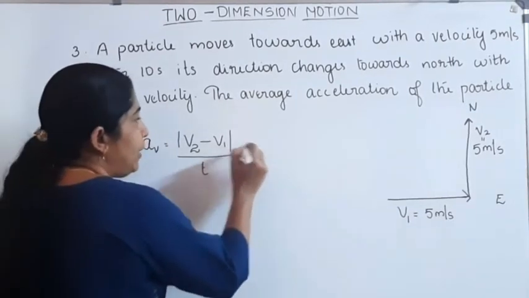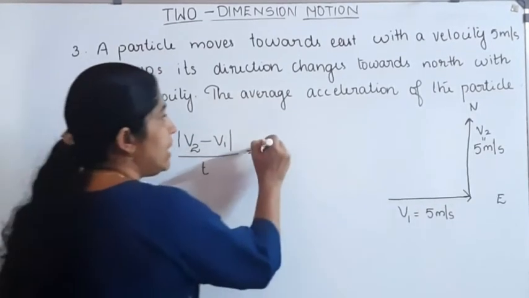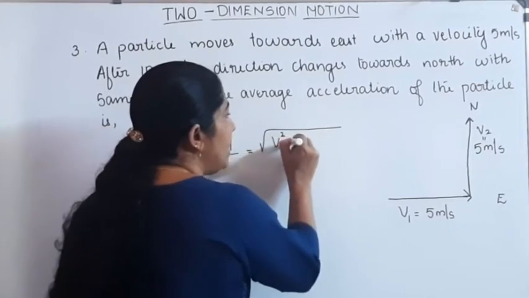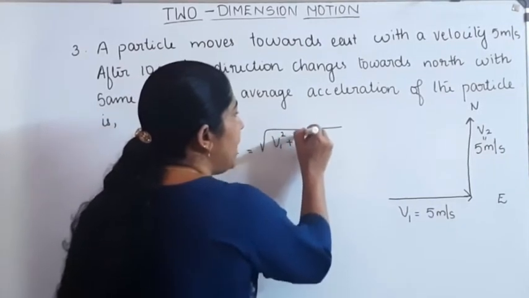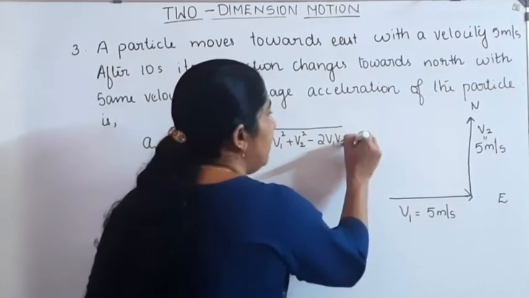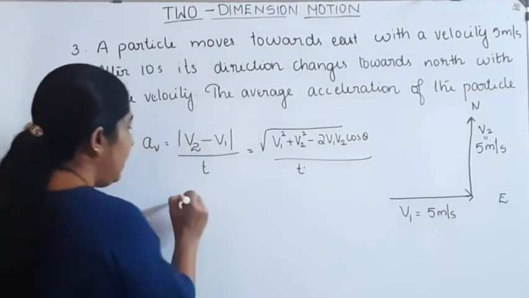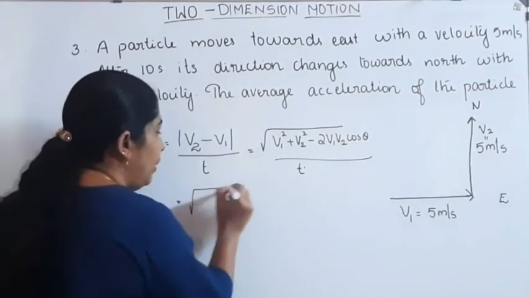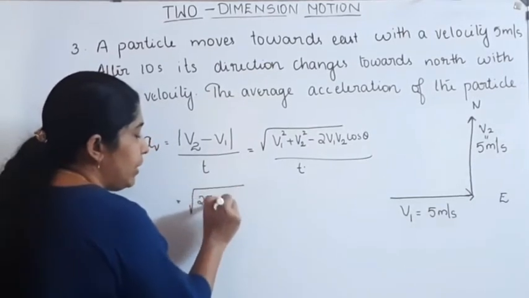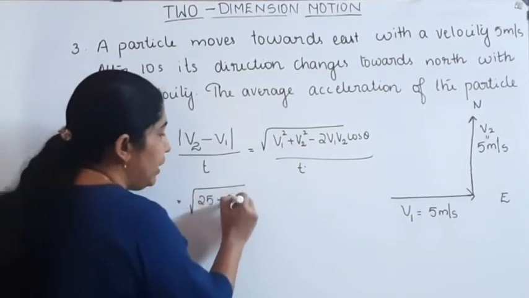What about the magnitude of v2 minus v1? The magnitude of v2 minus v1 is equal to root of v1 square plus v2 square minus 2 v1 v2 cos theta, divided by t. That's equal to root of 5 square, that is v1 square, 25, plus v2 square, which is also equal to 25.